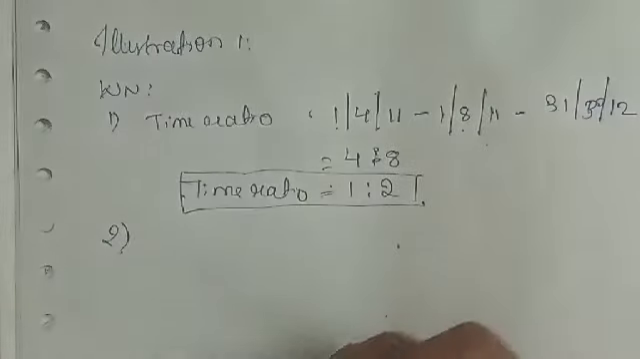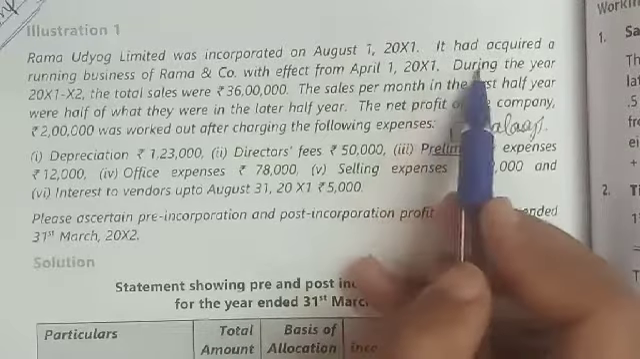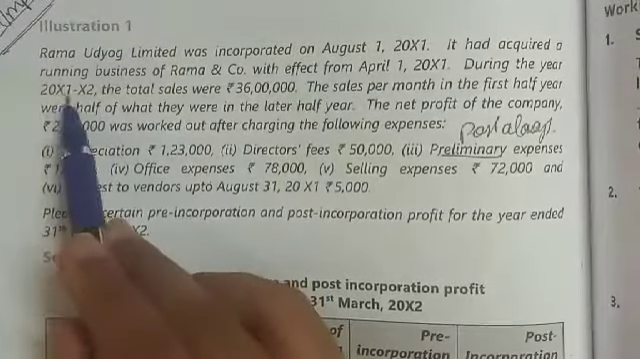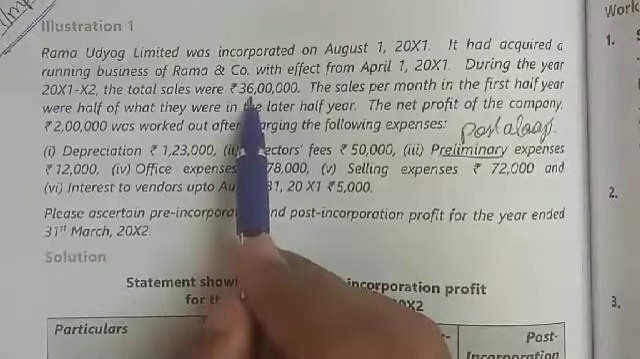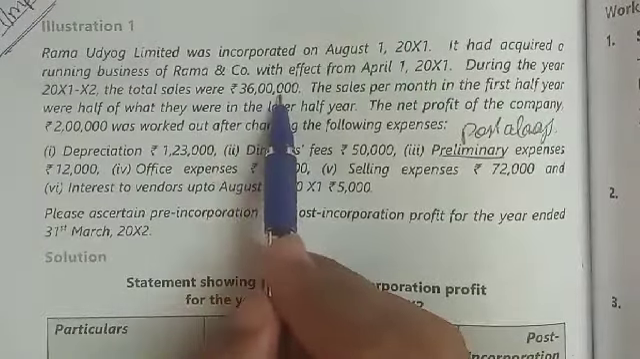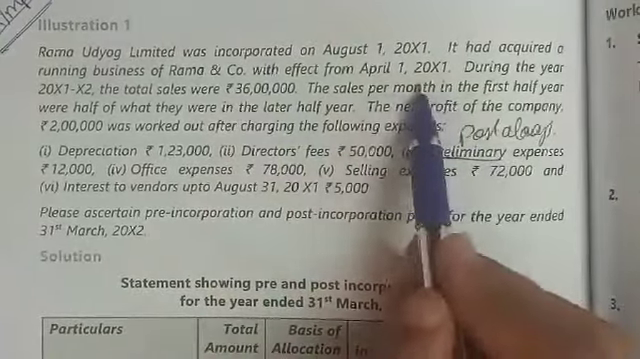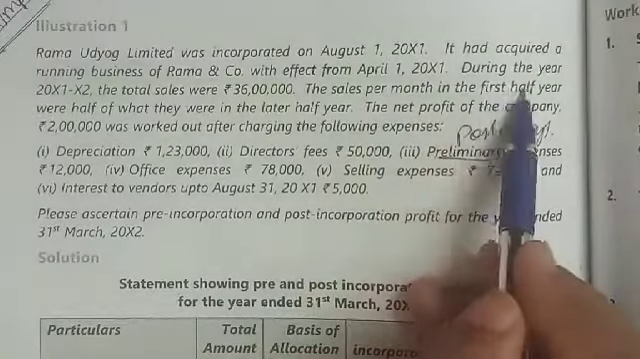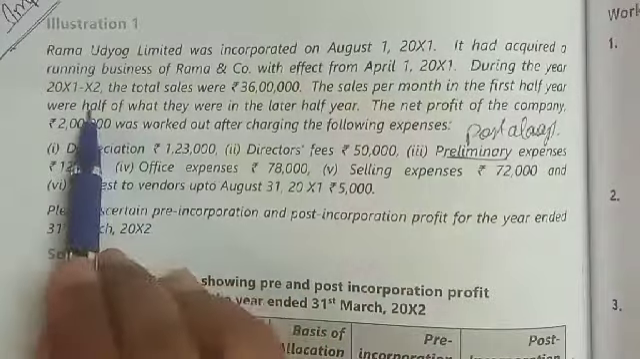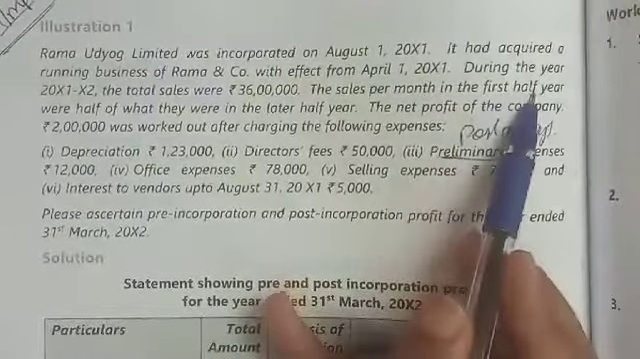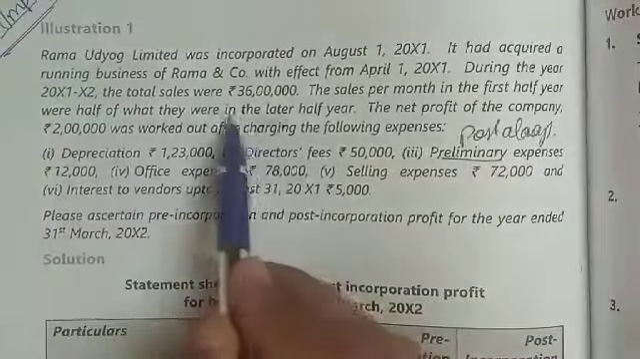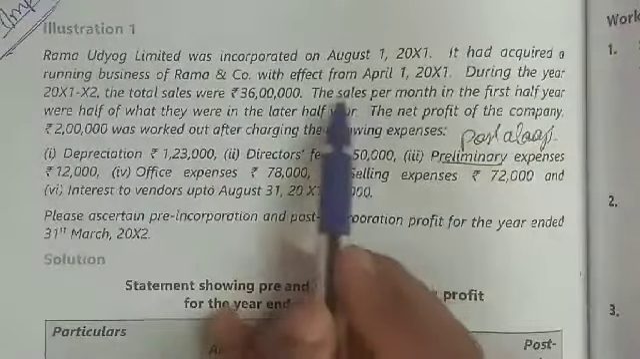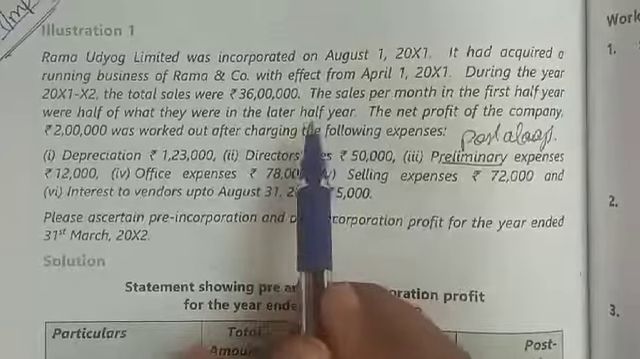Next, we'll find out the sales ratio. But before that, we'll read a question. During the year 2011-12, total sales was 36 lakhs. Okay, total sales was 36 lakhs. Now sales per month in the first half of the year was half of what it was in the later half of the year. So we'll understand this point now.